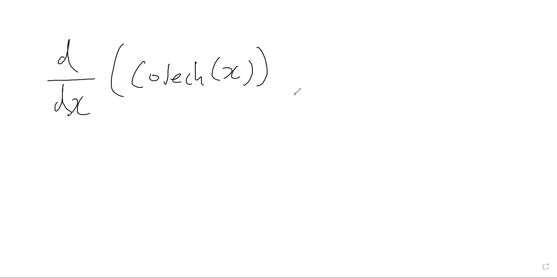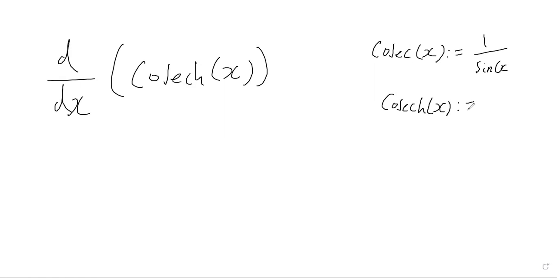Hi, so in this video, what we're going to do is try and differentiate the function cosech of x. So cosech just means, by definition, 1 over hyperbolic sine of x. So just like how cosec, by definition, is 1 over sine, so this is just 1 over sine of x. The same thing with these hyperbolic functions. So we just define cosech to be 1 over hyperbolic sine, or 1 over sinh or shine, however you like to call it.